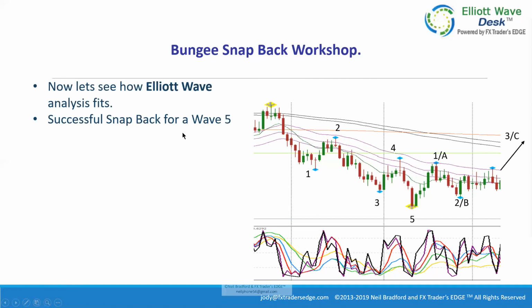So we've got a successful snapback for a wave 3 and a successful snapback for a wave 5 and a failed snapback we get for a wave 2 or B. Well, these are only small on the way down and they're difficult to see, but once we've turned you can see the failed snapback here at the end.